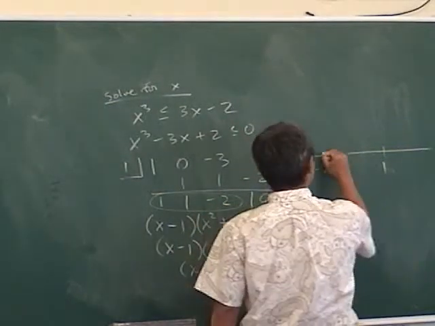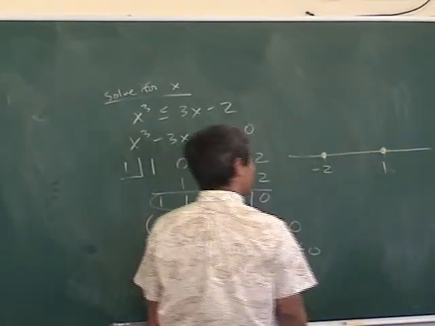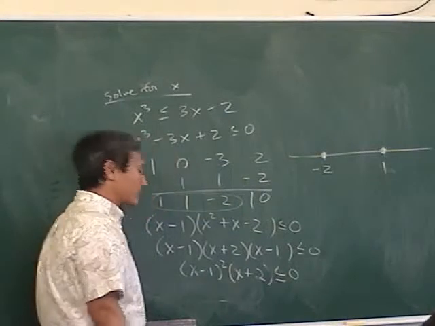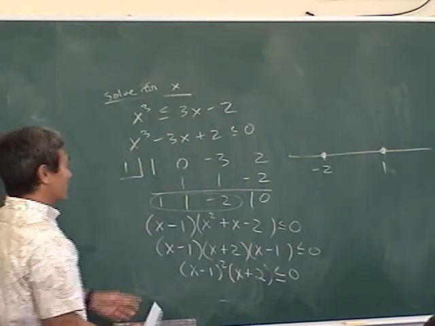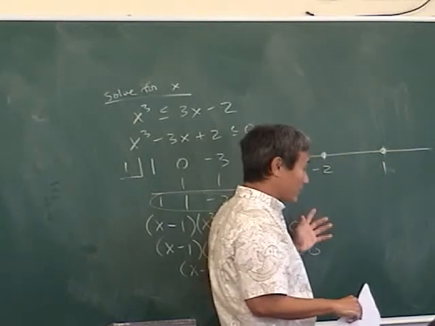Why are these points part of the solution? Because it's less than or equal to. Okay, very good. Now, you have 3 regions to test. You can start anywhere, but what's the best one I told you?